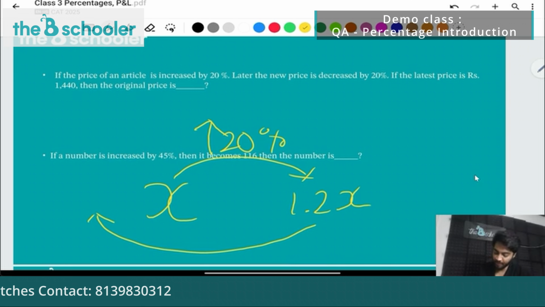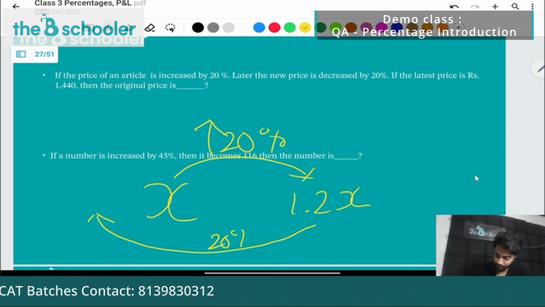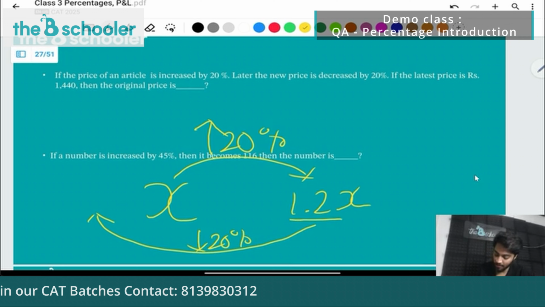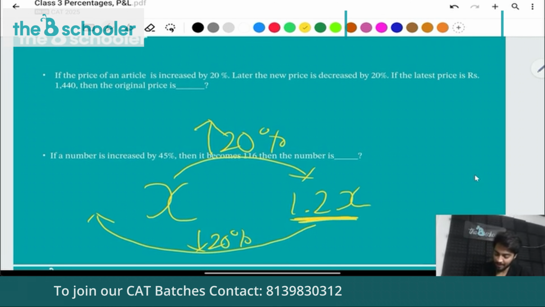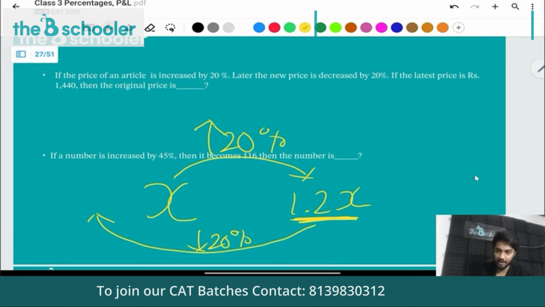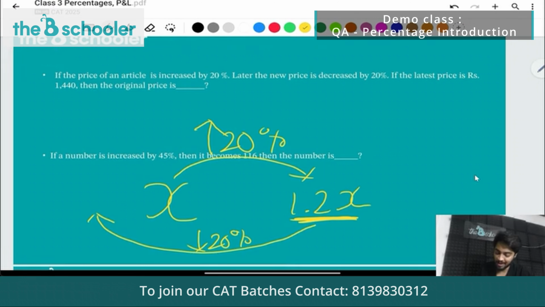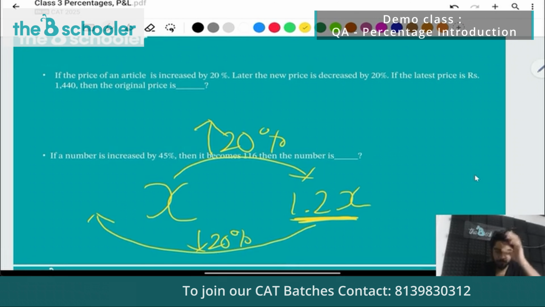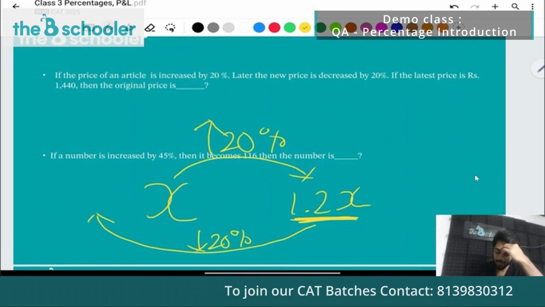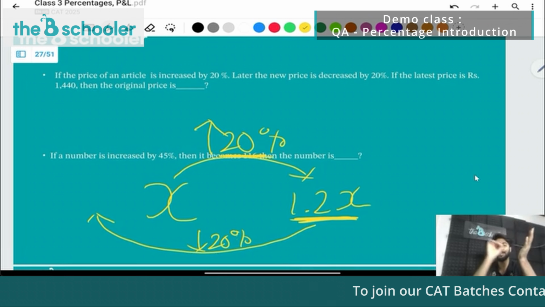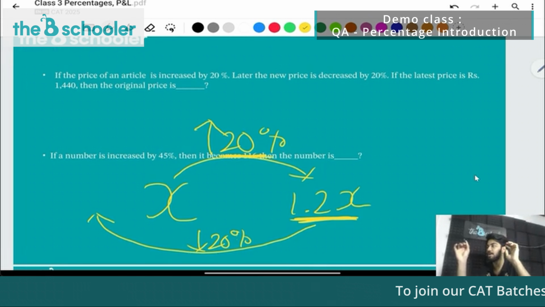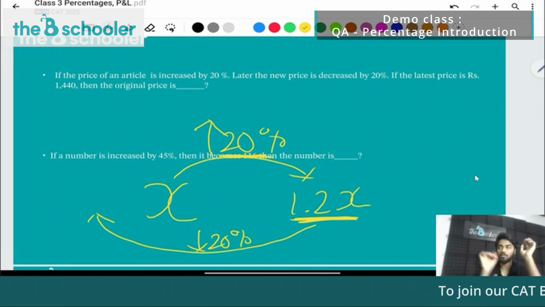So what is going to be if I reduce this by 20 percent? Now the initial value is 1.2x, not x. So the initial value is 1.2x, and 20% of this is to be reduced. 1.2 is already a larger number compared to x. That means 20% of 1.2x is going to be more than the 20% of x which we increased earlier. But now we are reducing 20% of 1.2x, which is a larger value. So you are going to go less than x.